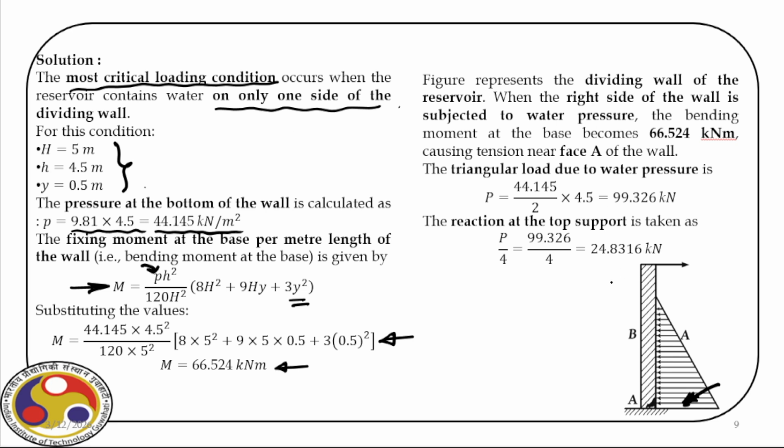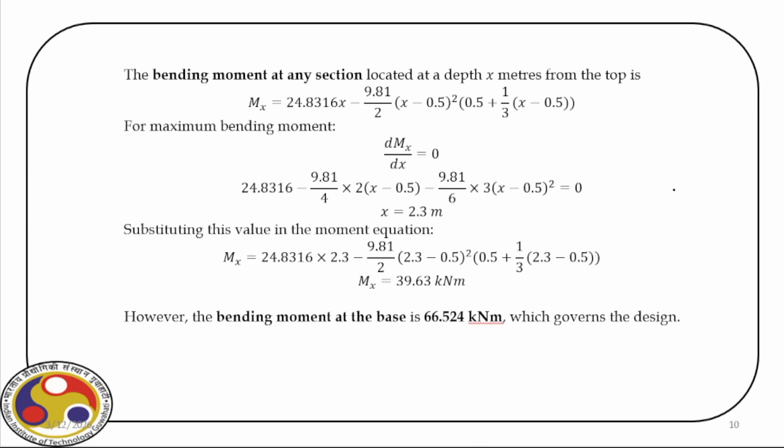Now you can see this diagram of the dividing wall. On the right hand side of the wall is where the water pressure is acting, and at the base we have this moment. The triangular load due to water pressure we can calculate, and if that is P, which is half the pressure at the base times height, it is 99.326 kilonewton. So the reaction at the top is P by 4, and it is 24.8316 kilonewton. Right? Okay.